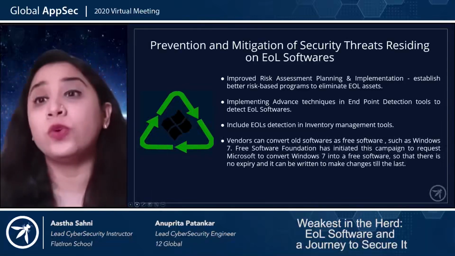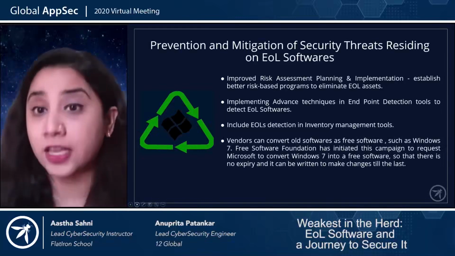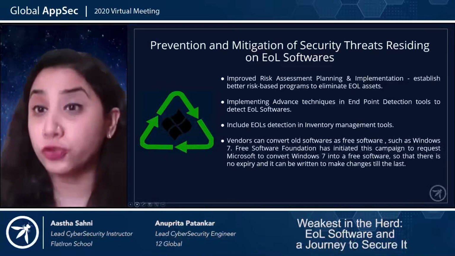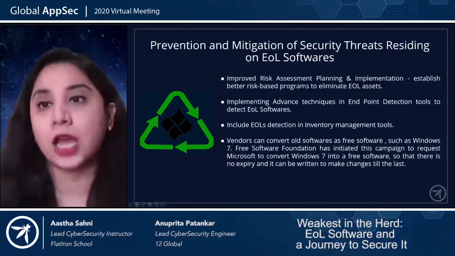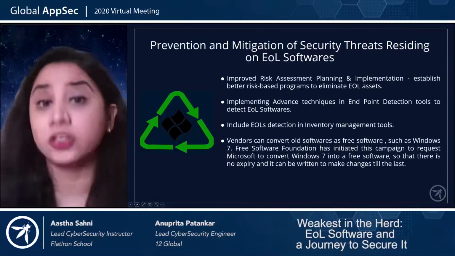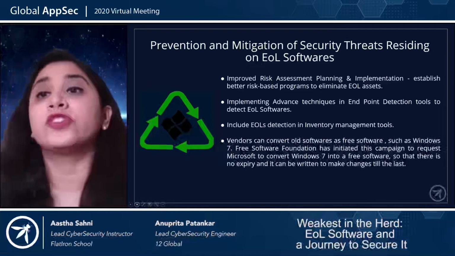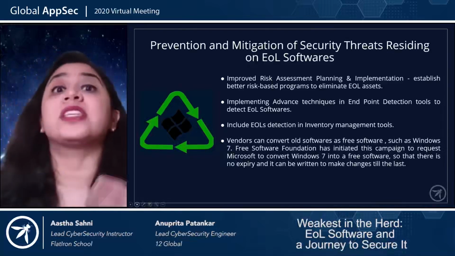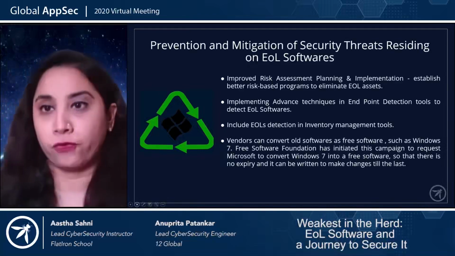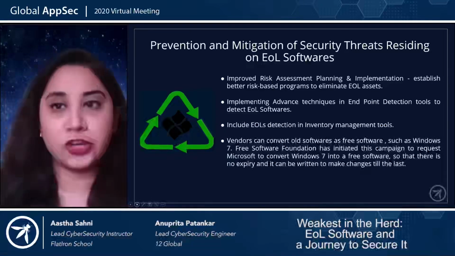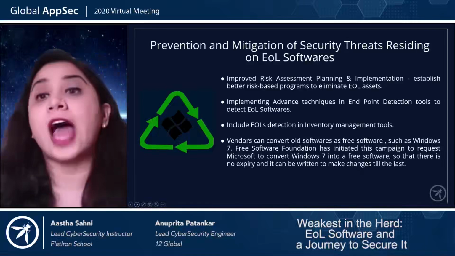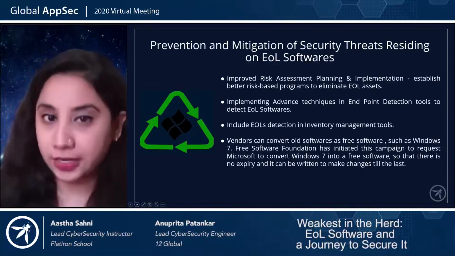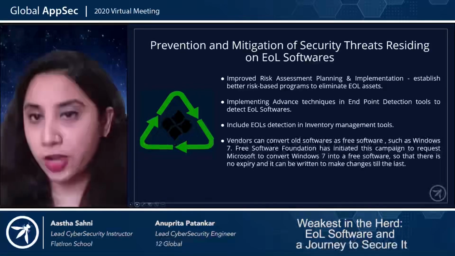Second is, we can include some advanced automation techniques in endpoint detection and response tools, which we are using, like Carbon Black and others like Windows Defender. What we can do is include some advanced detection mechanism through which these tools can easily detect end-of-life software in our systems, applications, and services, so that once they are detected and alerted, we can patch or upgrade them on time. Next is inventory management.